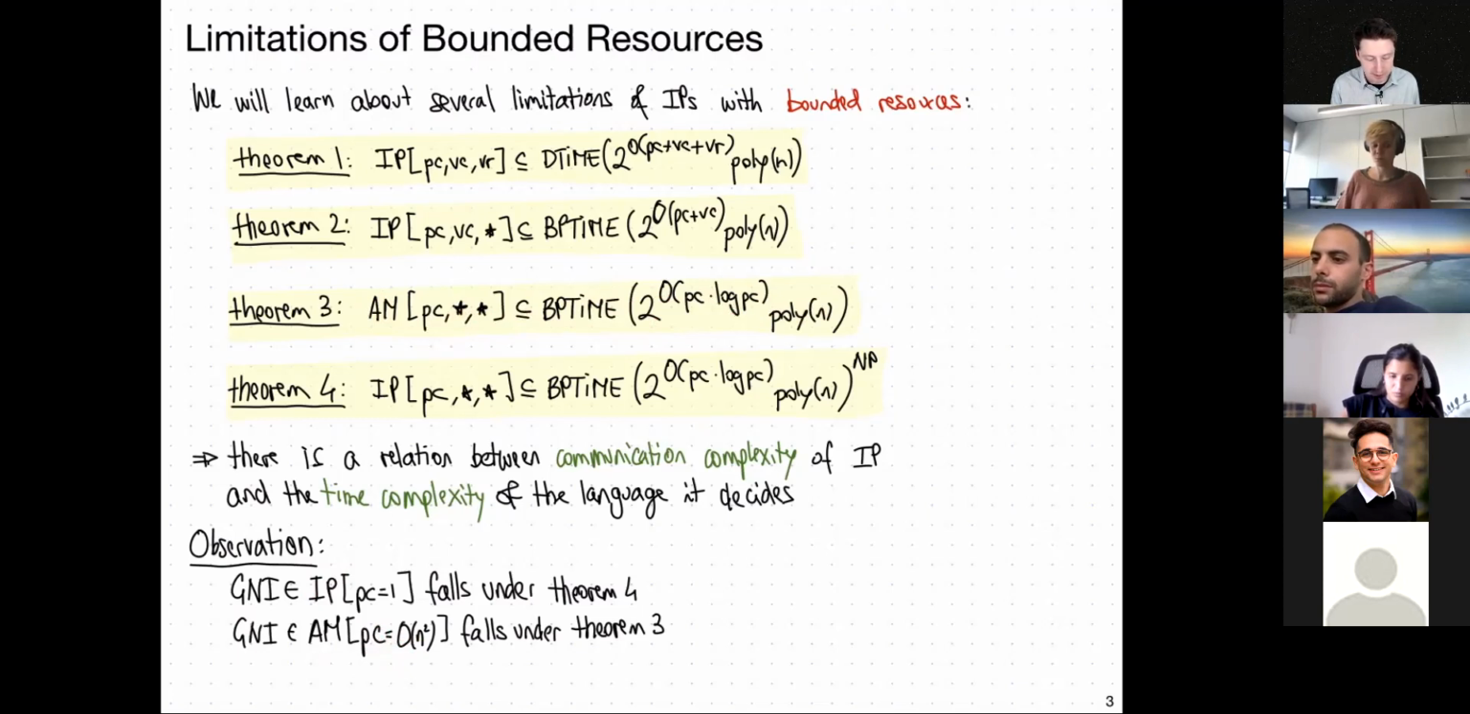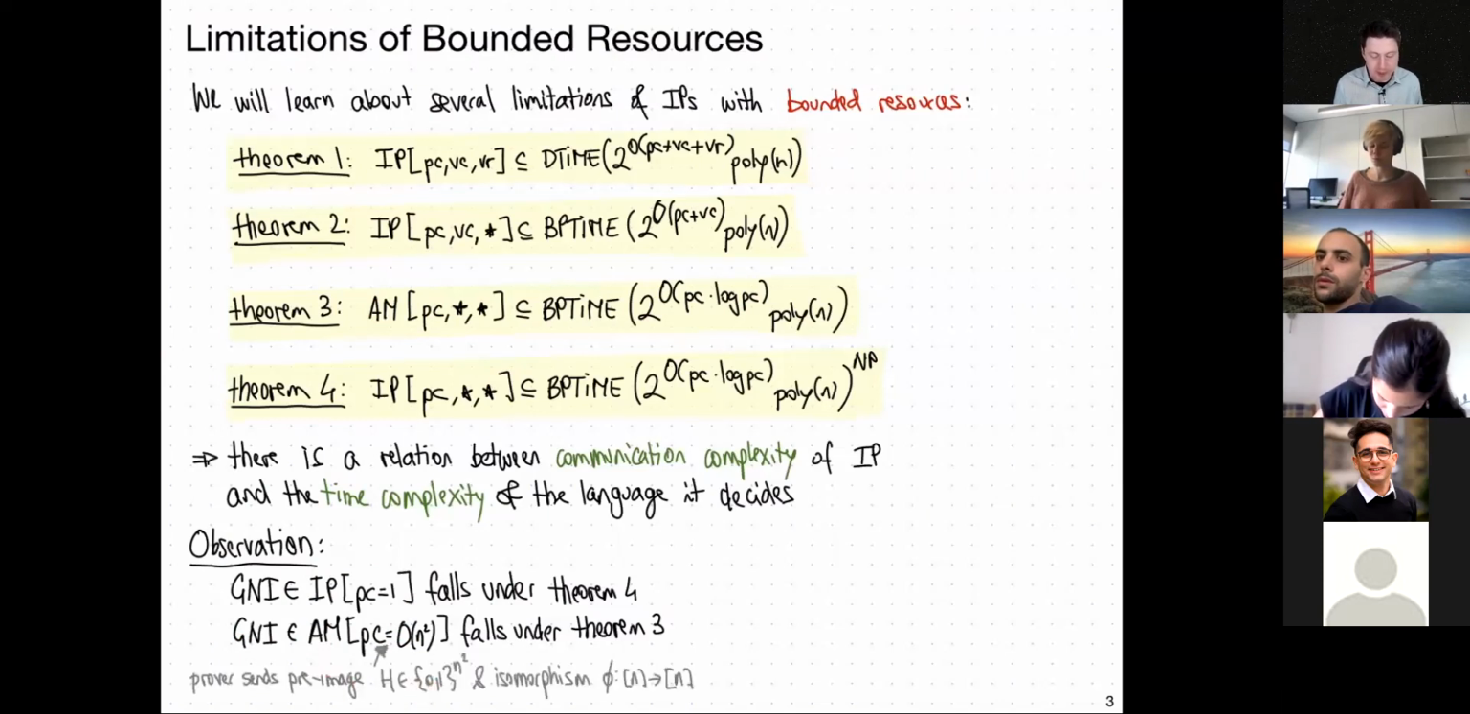It would tell us that we have a protocol for GNI where the prover sends n squared bits of information. It means that GNI is decidable in BPP in time 2 to the n squared, which is normal. Okay, that's what we would expect to happen. So in some sense, the difference between theorem 3 and theorem 4 is reflected by the fact that the transformation from private coin to public coin protocols does not preserve prover communication.